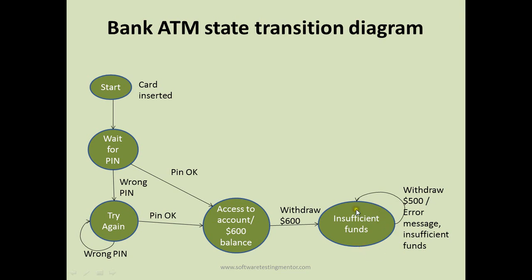Okay, so if you are in insufficient fund state, no matter how many times you try to withdraw, you'll always get insufficient funds message. It will just loop over here. Now if it is waiting for the PIN, you enter the wrong PIN, it will again ask you to try again. And if you enter the right PIN the second time, you will get access to the account. If you again enter the wrong PIN, it will remain in this try again state. So that's a bank ATM state transition diagram.